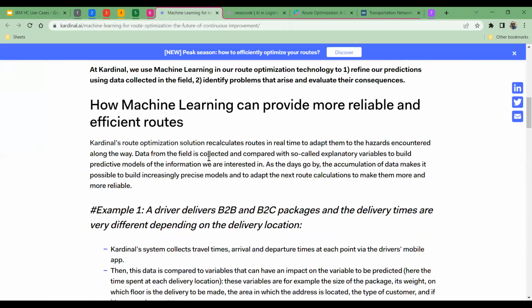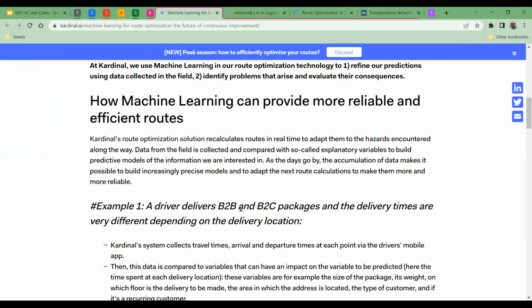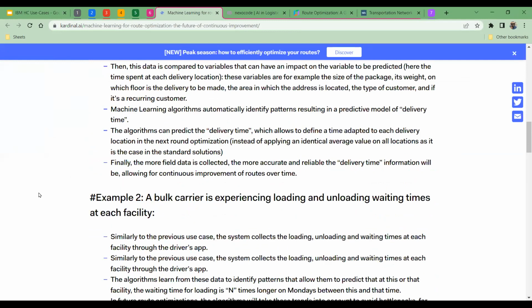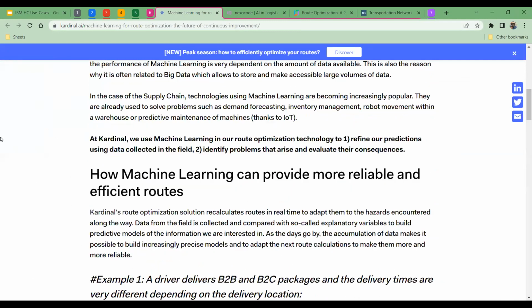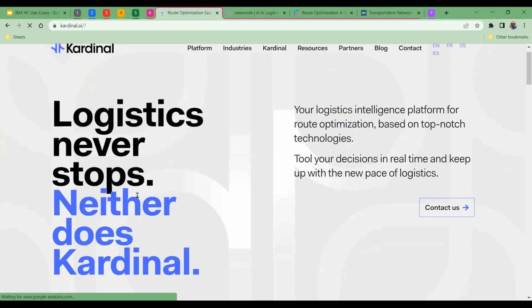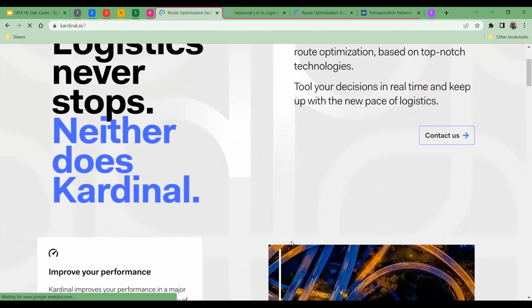They have discussed how a driver delivers packages, B2B, business to business, and business to customer. Based on the delivery locations, they have discussed more in depth what they are doing and what their main aim is. Let's just go to their website. Yeah, this is "Logistics never stops, neither does Cardinal." That's their main motto.